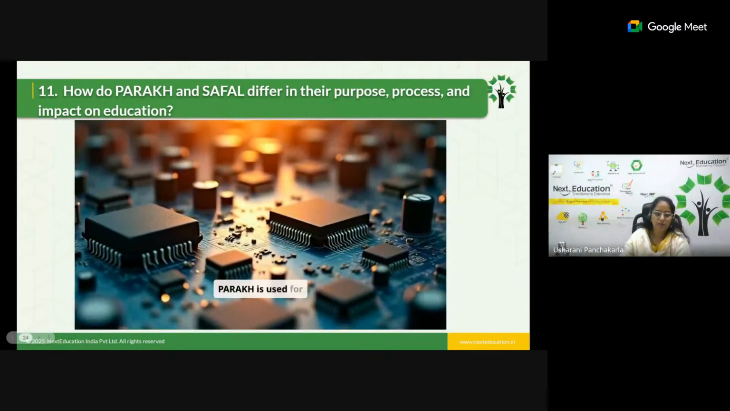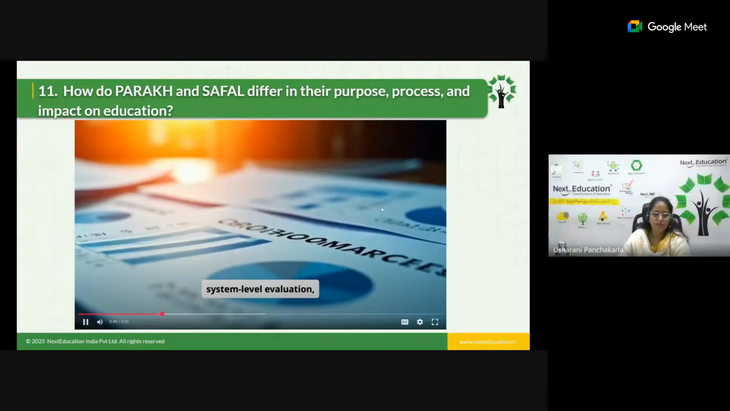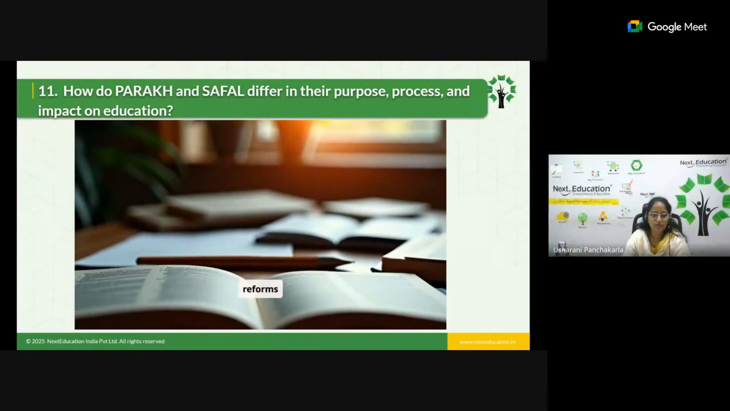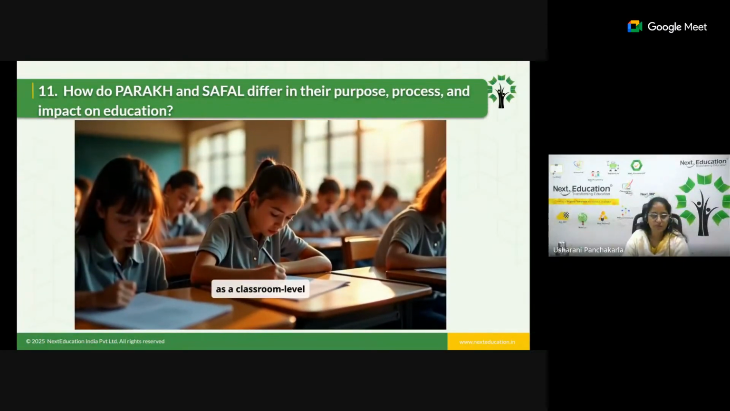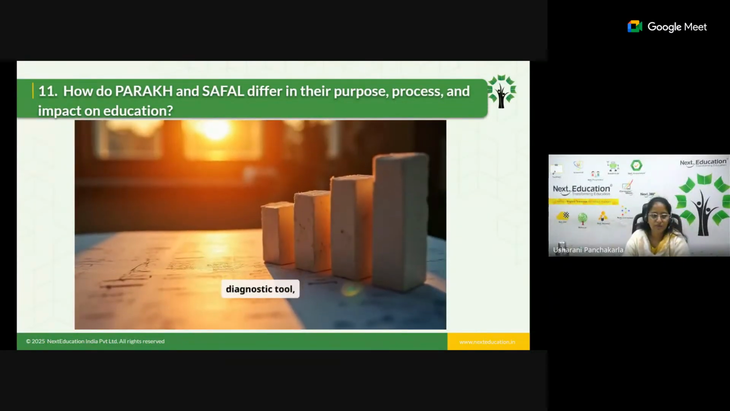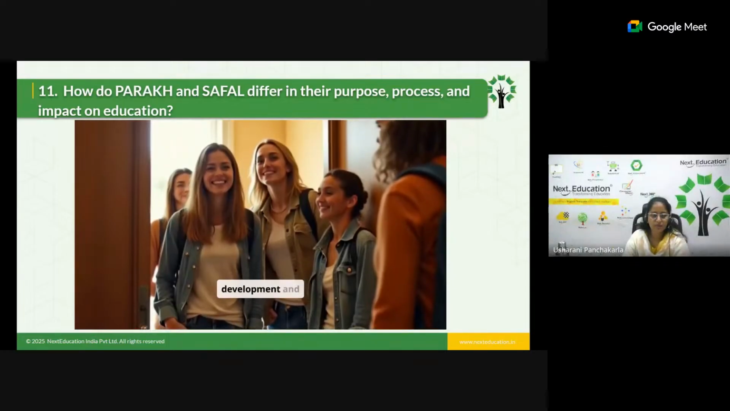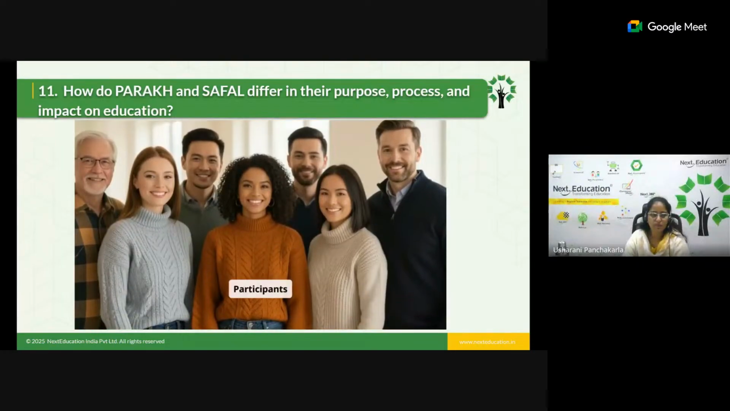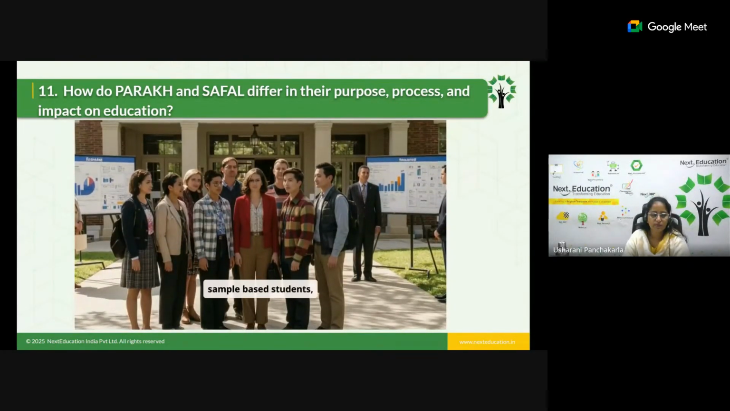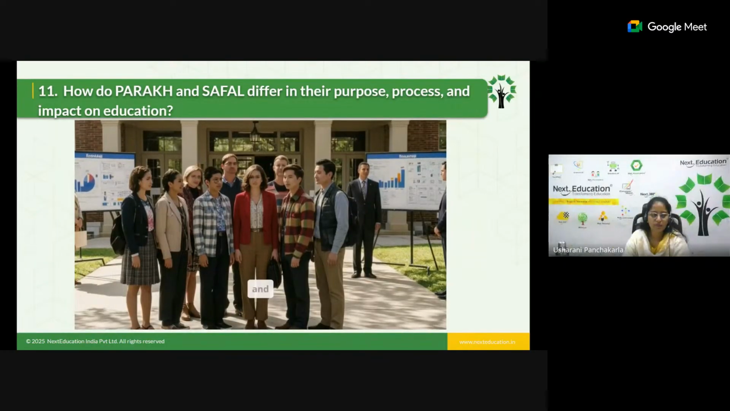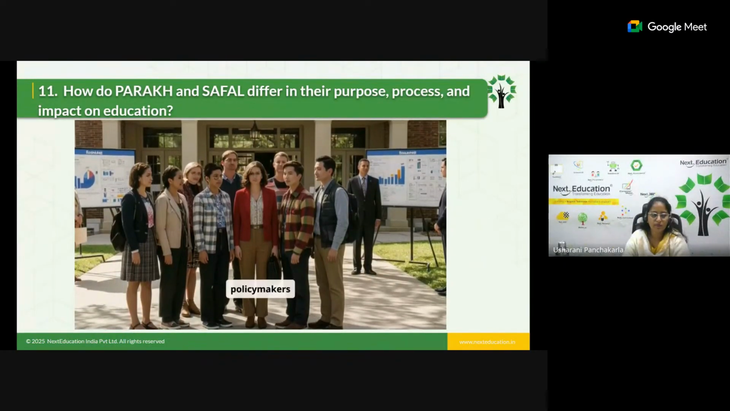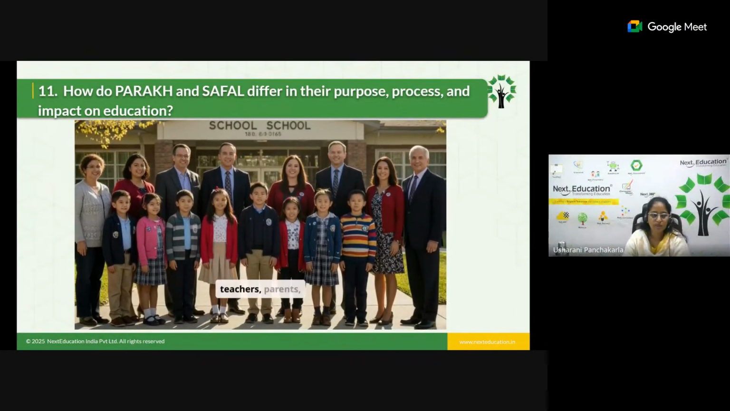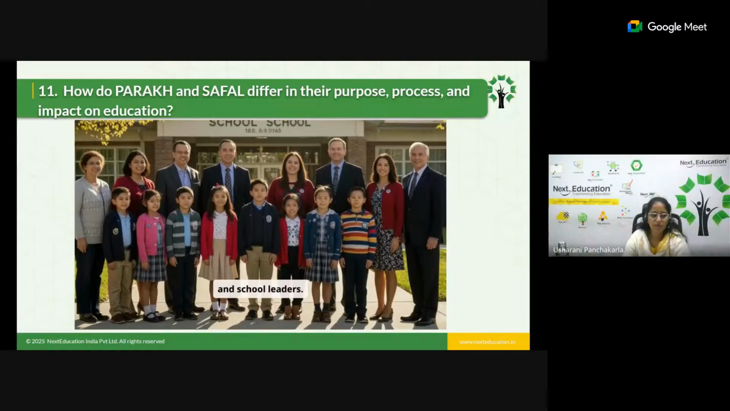Purpose: PARAKH is used for system-level evaluation, setting benchmarks for all boards, and guiding policy and curriculum reforms. SAFAL is used as a classroom-level diagnostic tool, tracking competency development and reducing exam stress. Participants: PARAKH involves sample-based students, teachers, school/boards, and policymakers. SAFAL involves students in grades 3, 5, 8, teachers, parents, and school leaders.